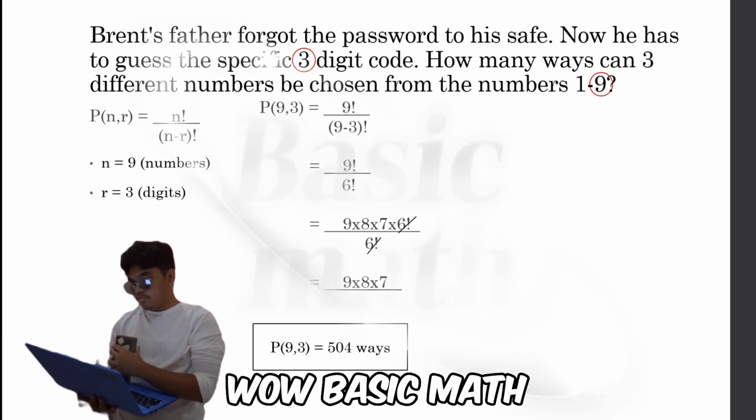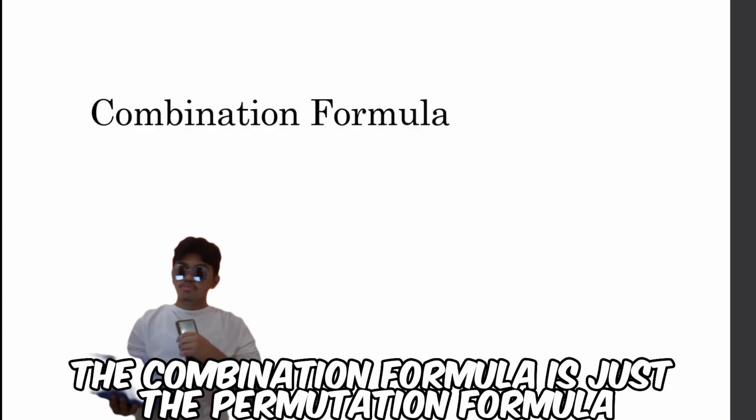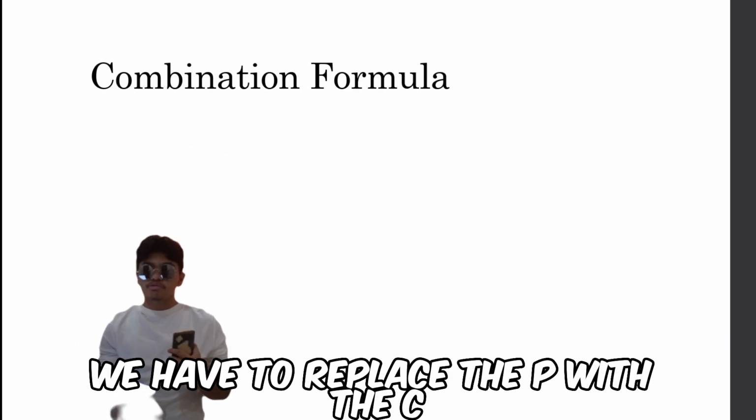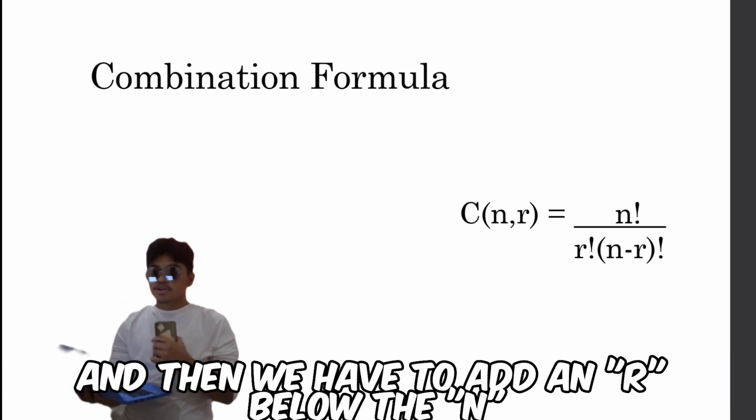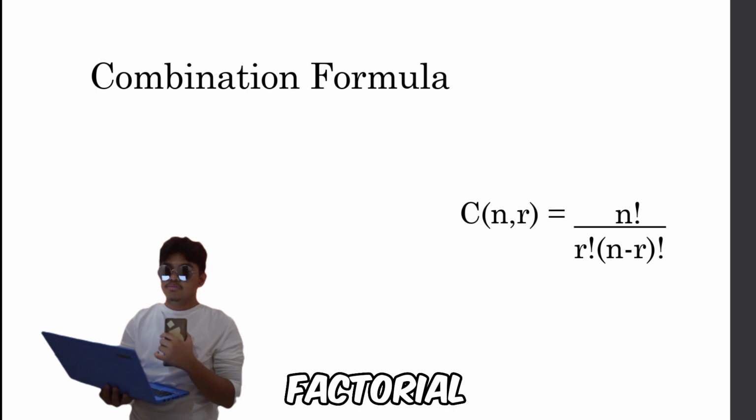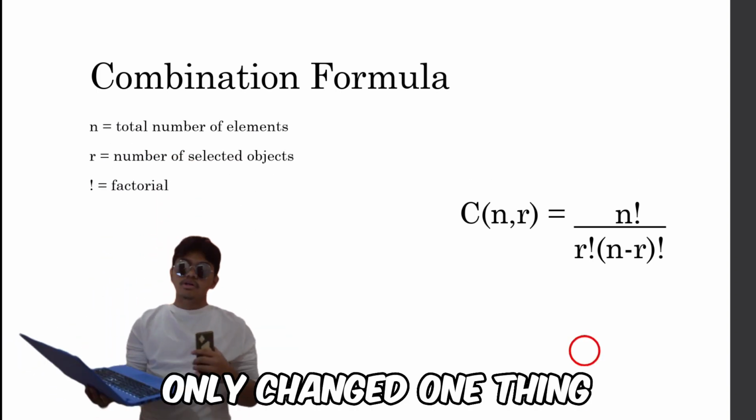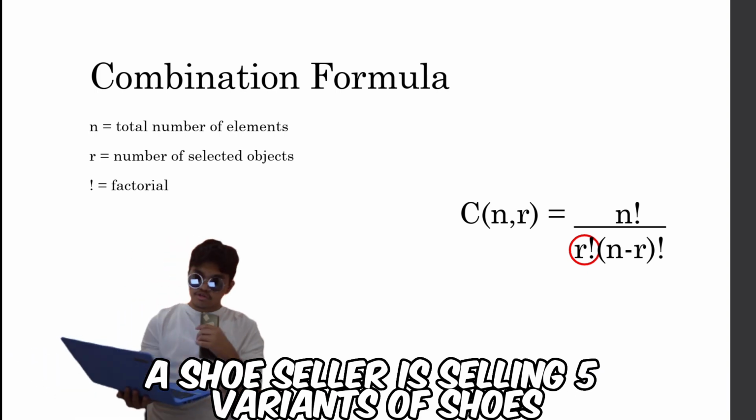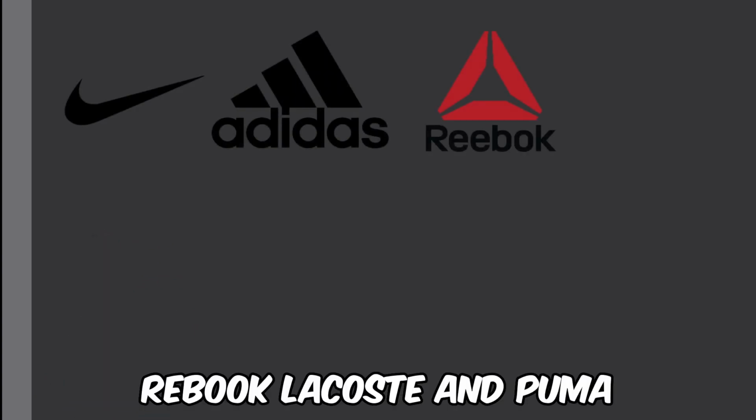Wow, basic math. Now we're moving on to the combination formula. The combination formula is just the permutation formula but different. We have to replace the P with the C, and then we have to add an R factorial below the N factorial. As you can see there, the red circles indicate that we have only changed one thing, and that is add R factorial.